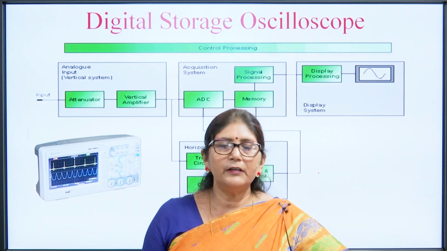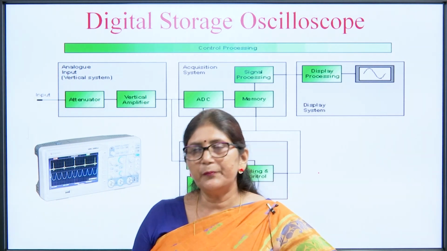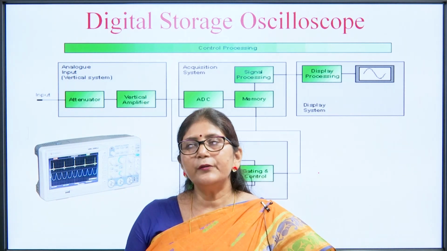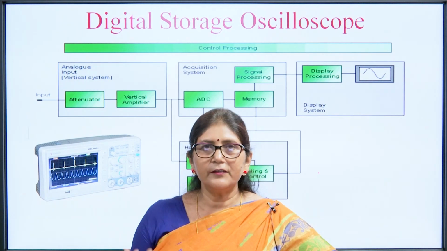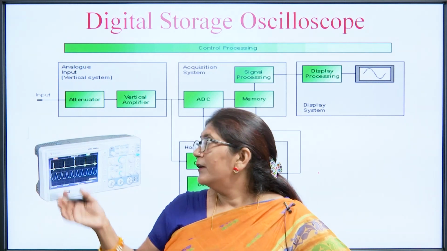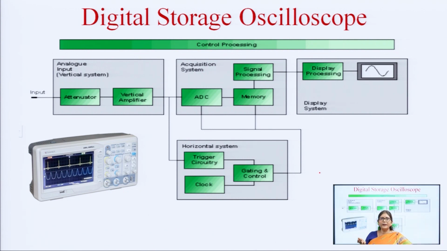The basic difference between the digital storage CRO and a normal CRO is that it has a memory device, and to store the data in the memory we need an analog to digital converter. If we see the circuit of the digital storage CRO, the analog input is applied, then it is attenuated or amplified by the vertical amplifier, depending on the requirement. If the amplitude is high, it is attenuated; if the amplitude is low, it will be amplified by the vertical amplifier.